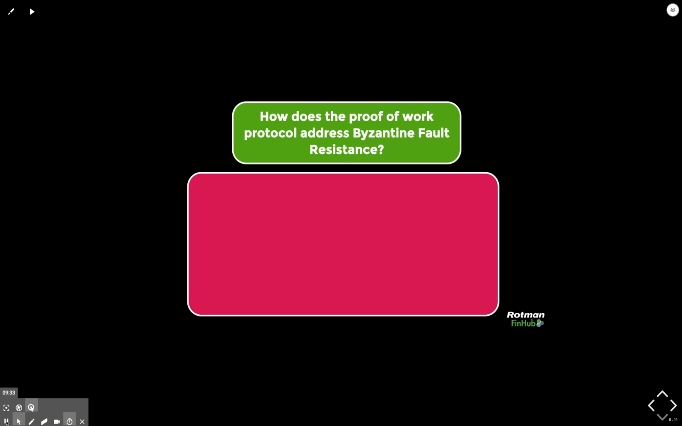Let's skip over this presentation, but just very briefly as a summary: how does the proof of work protocol address Byzantine fault tolerance, or why is it Byzantine fault resistant? First, the number of leading zeros works as a coordination device, right? So you see a message which has this property, and then you know what to do. You know how to update.